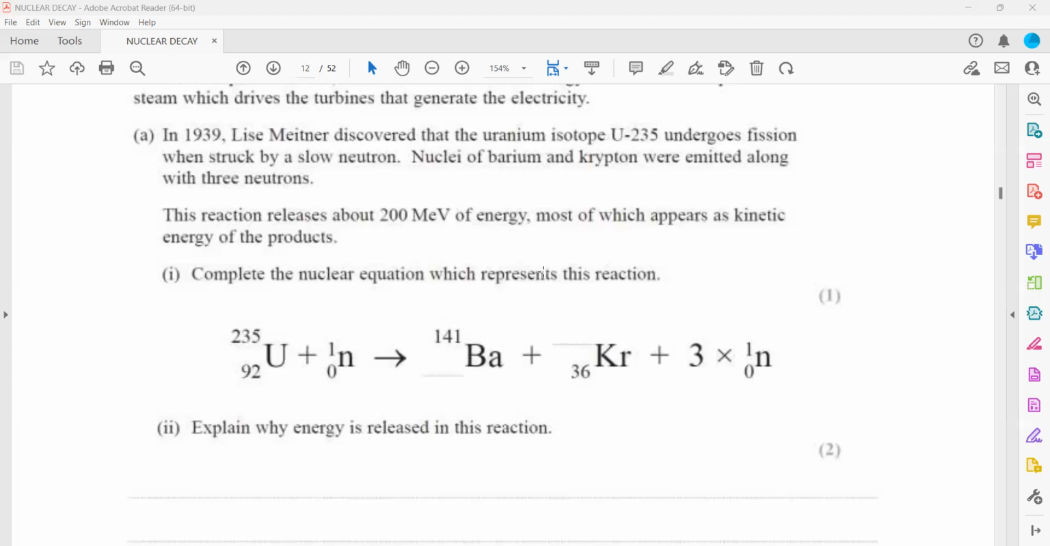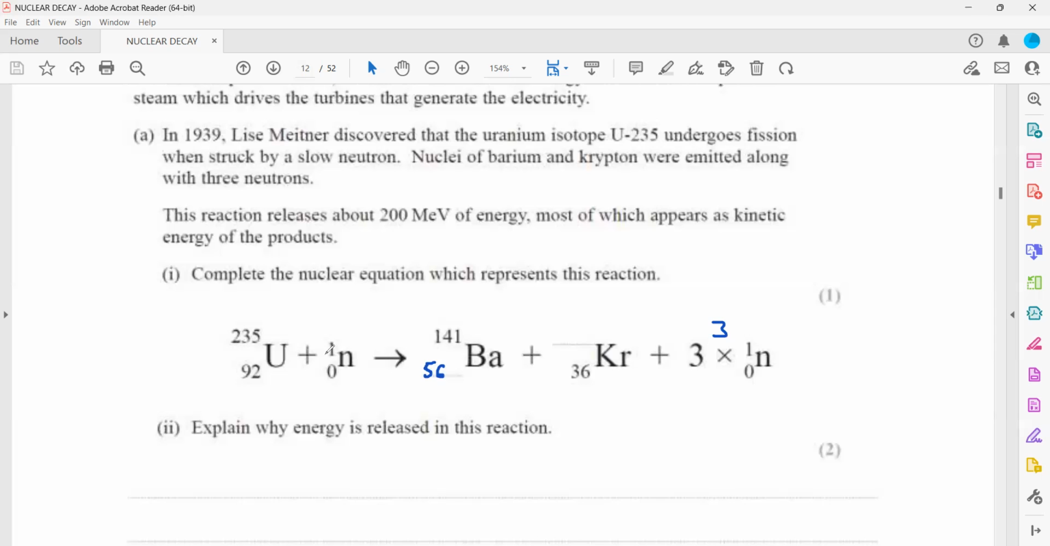Complete a nuclear equation which represents this. So we just have to, uranium is there. The total at the bottom should be 92. So 36 are there, 92 minus 36, so we will have 56 here. And there are three neutrons, because the total is 235. 141 plus 3 times 3 gives 144, so 235 minus 144.